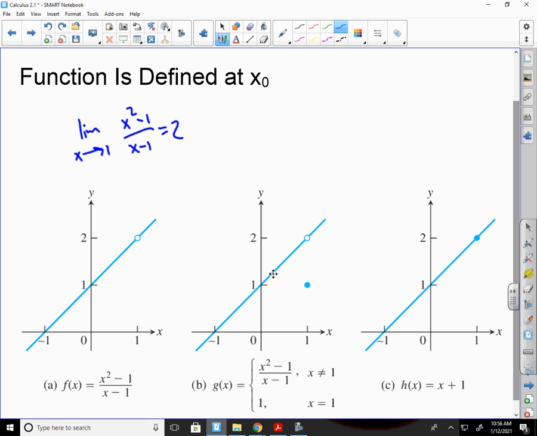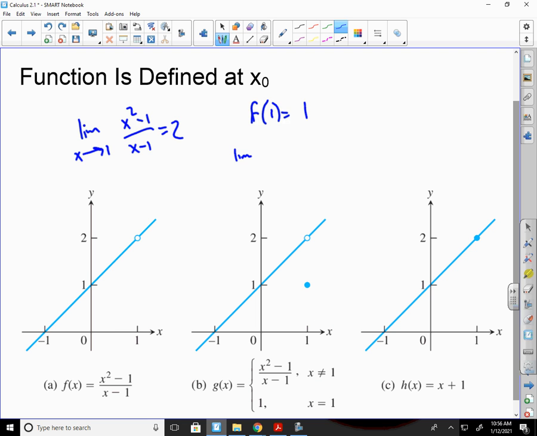If I look at this one, this has a specific defined point using a piecewise function that says as long as x is not equal to 1, we're using this equation. But when x equals 1, it wants you to just have 1. If I was asking what is f of 1, that would be equal to 1, or this point. But I'm not looking at f of 1 anymore.